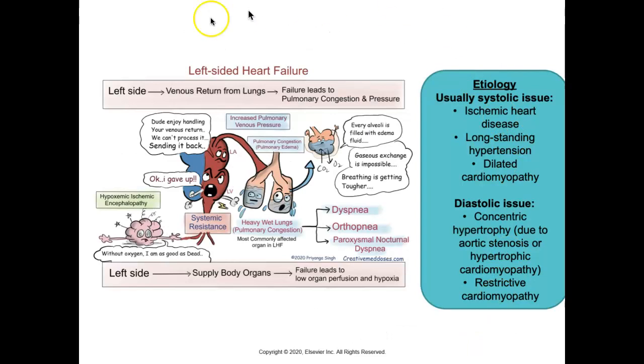So I really like this slide here because it really summarizes left-sided heart failure. From the left side, we get venous return back into our lungs, and we get pulmonary congestion and pressure. And because we have this fluid buildup within our lungs, that is what is going to make gas exchange really hard and cause dyspnea and orthopnea, which makes breathing especially difficult when they lay down because that venous blood flows more easily from the legs to the heart and into the pulmonary circulation.